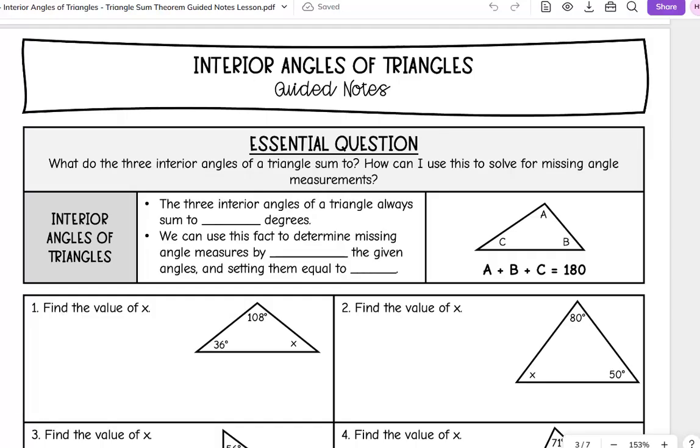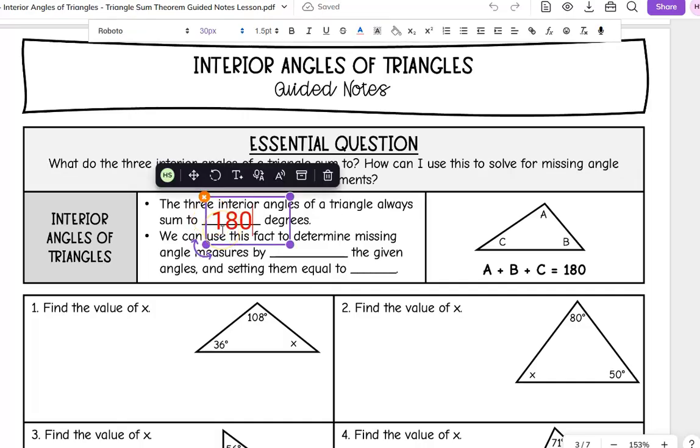So we're going to start with, it says essential question, what do the three interior angles of a triangle sum to? So when we add them all up, how much does it come up to? And then how can I use this to solve for missing angle measurements? Okay, so I'm going to make sure I have red. The three interior angles of a triangle always sum to 180 degrees.